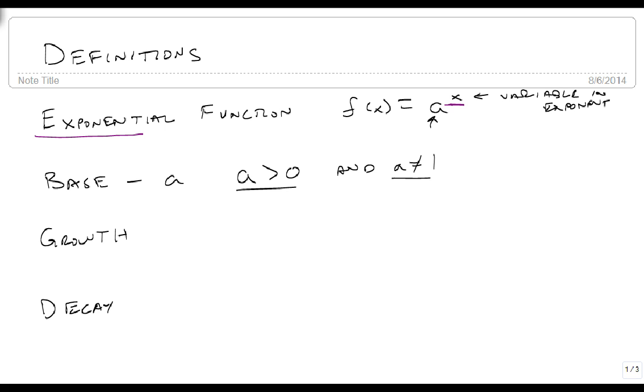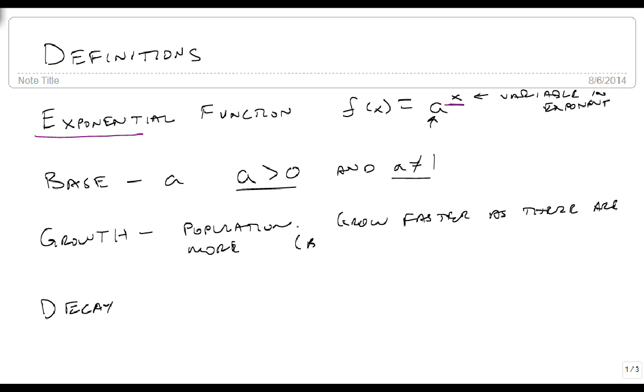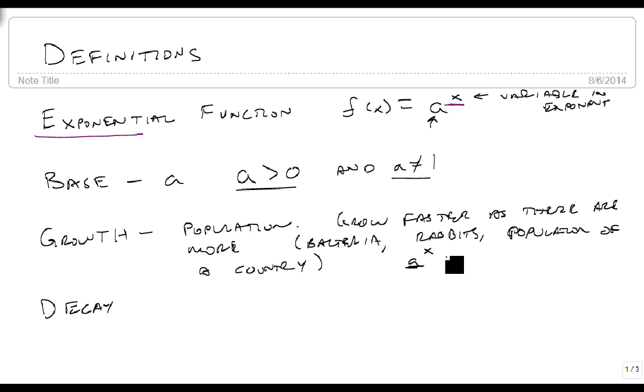When we talk about exponential growth, we're talking about things like population growth. Things that grow faster as there's more. So it's not linear. Bacteria in particular does this as well. We can use it to model the growth rate of rabbits, the growth rate of a population of a country. But it's because there's some number, a, raised to some power times some base amount that determines the growth.